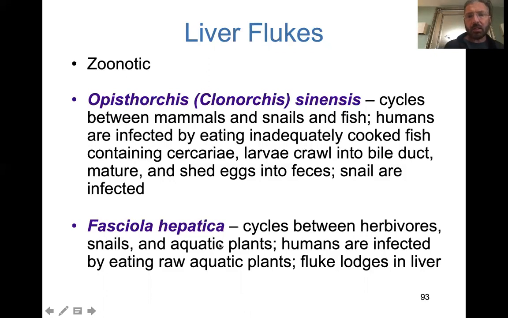Fasciola hepatica cycles between herbivores, snails, and aquatic plants. Humans are infected by eating raw aquatic plants. The flukes lodge in the liver. These used to be called Chinese liver flukes because hepato means liver. This is from eating, what's that stuff they put in sushi? I can't think of what the grass is called. But it's some form of seaweed they put with sushi. So it can be on that.